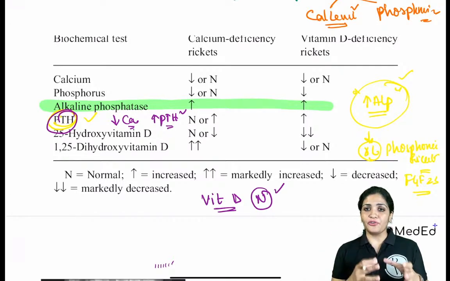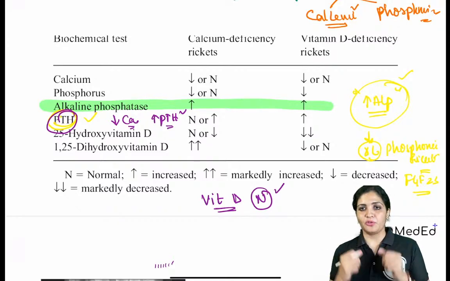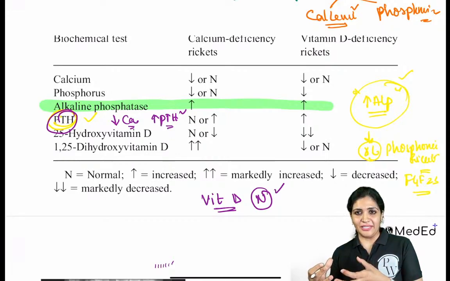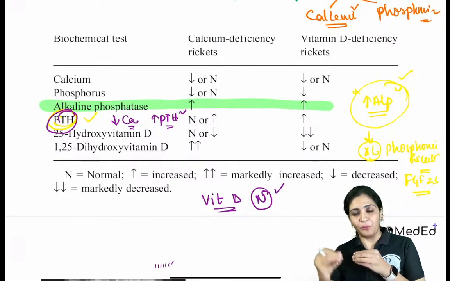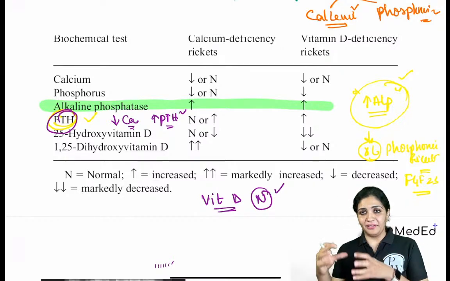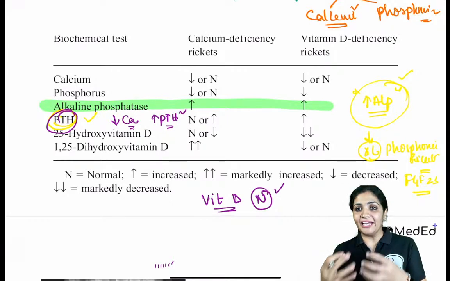Similarly, the phosphorus. So phosphopenic rickets are mainly because of the renal tubular wasting of the phosphorus. So whenever the phosphorus is excreted continuously by the kidneys, then you see this type of rickets. So there also you have to evaluate the patient thoroughly. And one important thing which you have to remember is this X-linked phosphopenic rickets, which is related to your FGF23.